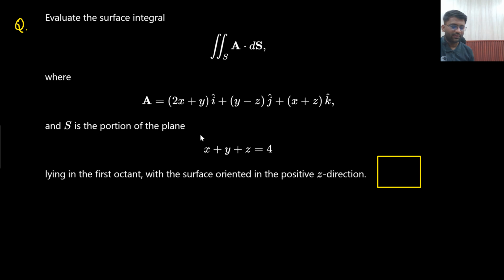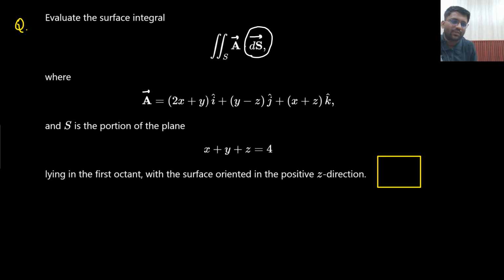Try doing it on your own. Very good question it is. A dot ds you need to calculate. It is an open surface. S is the portion of the plane. Can you draw this plane? Can you write down the ds vector for this plane? If a bold letter is written, that means it is already a vector. A vector dot ds vector. So first target is, can you write down the ds vector?